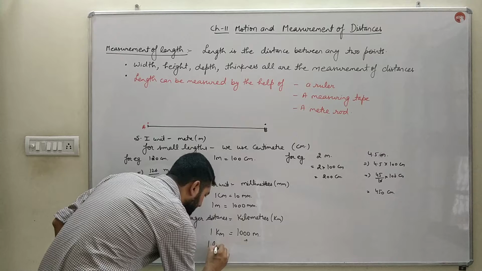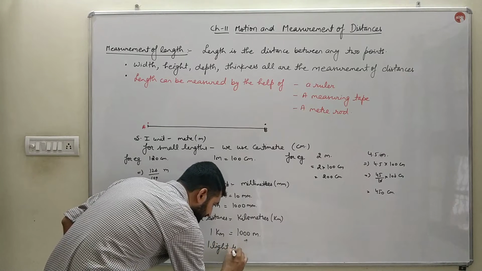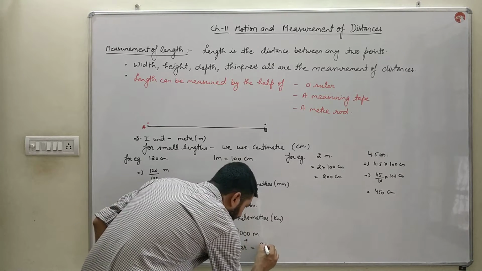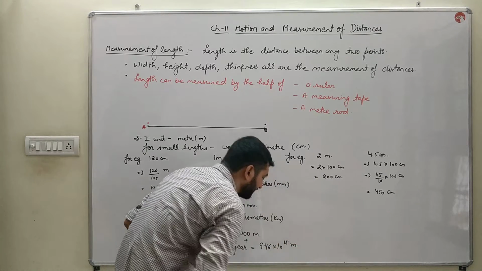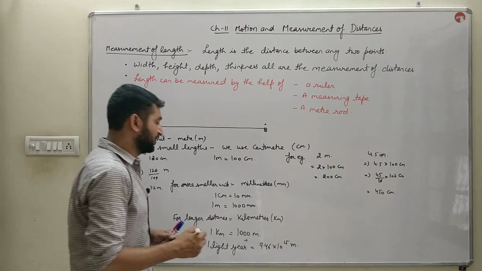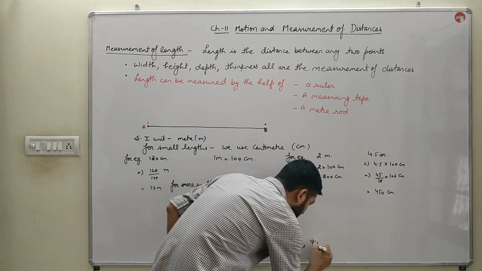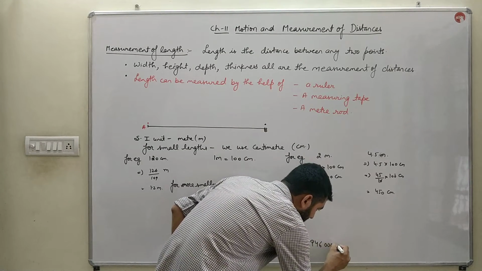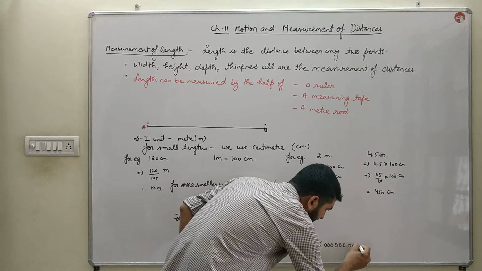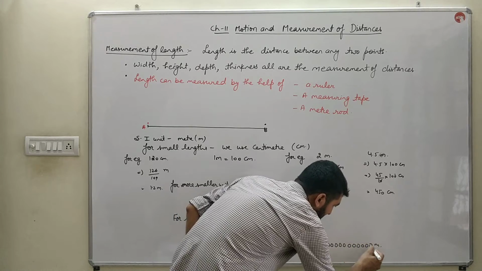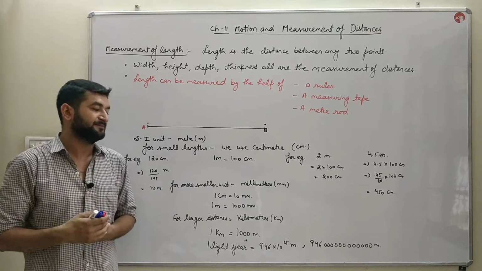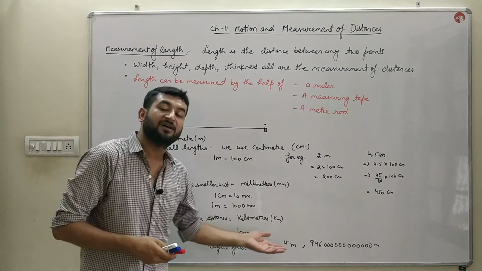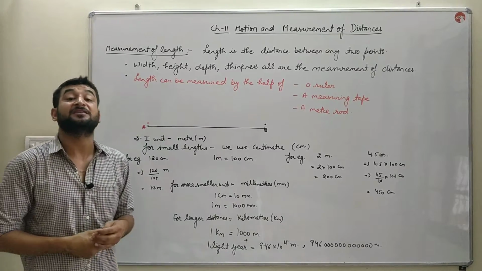1 light year is equal to 9.46 times 10 raised to the power 15 meters. So you can write it as 946 and then 12 zeros. That many meters are there. So this is the unit of length, that is light years.